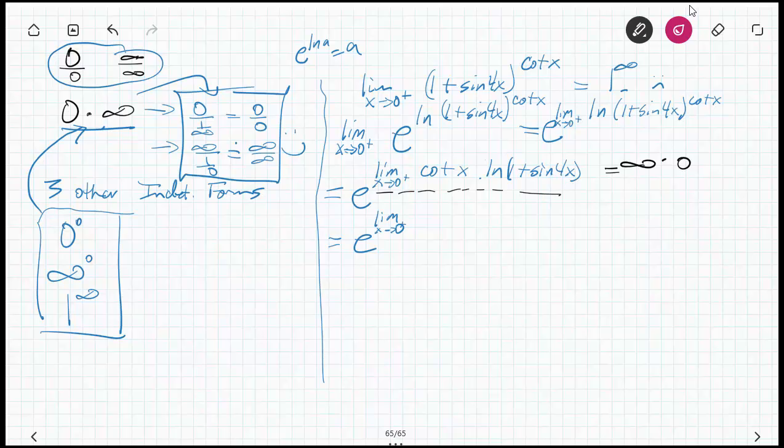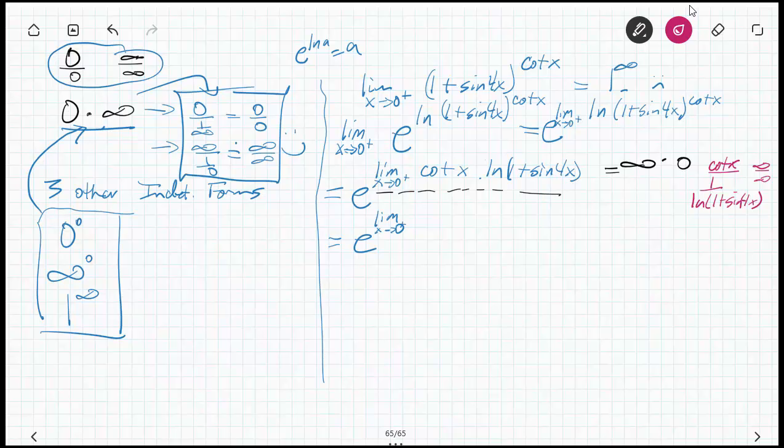I can either write this as cotangent of x over 1 over the natural log of 1 plus sine of 4x. This would be infinity over infinity. Here's the problem. By L'Hopital's, I'm going to take the derivative of this. That's not too bad, right? That's negative cosecant squared. But I'm going to have to take the derivative of this, and this looks awful, right? Because I'm going to have negative 1 over this squared times 1 over this. It looks more onerous than it needs to be.